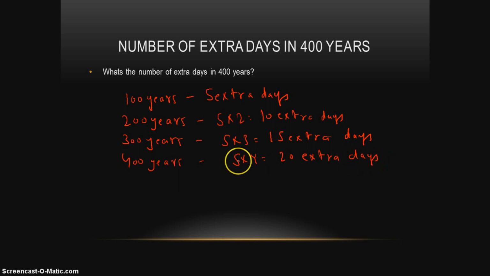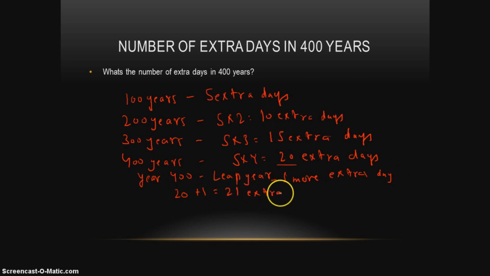But hang on, since year 400 is a leap year, therefore one more extra day. That makes it 20 plus 1 equal to 21 extra days for 400 years.